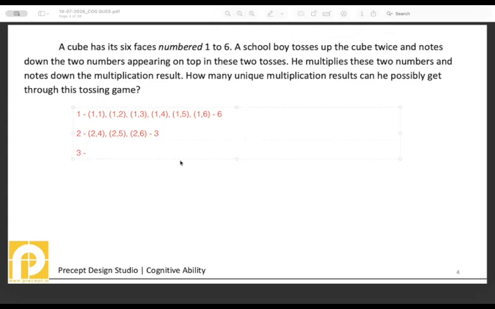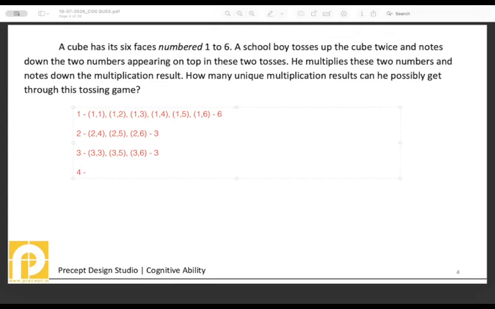3, how many can we get? So 3, 1 already taken care of here. 3, 2, 6 already taken care of. 3, 3, 9, it's unique. 3, 4, 12 already taken care of. And then 3, 5, which is new. And 3, 6, 18, also a new multiplication result. So we'll note that down also. So that comes to a total of 3 possibilities with the number 3.